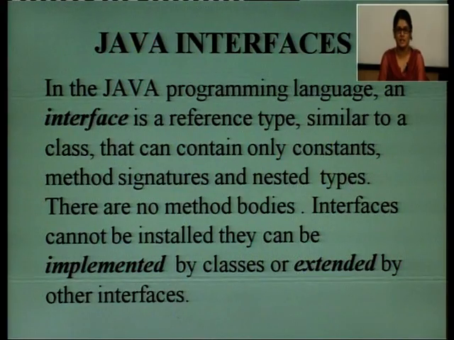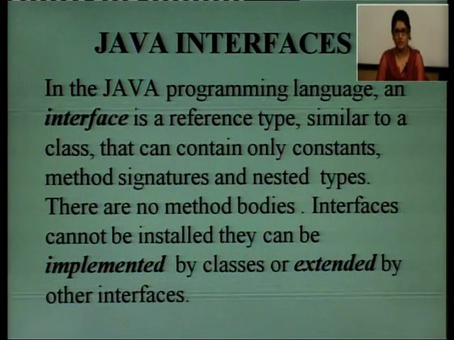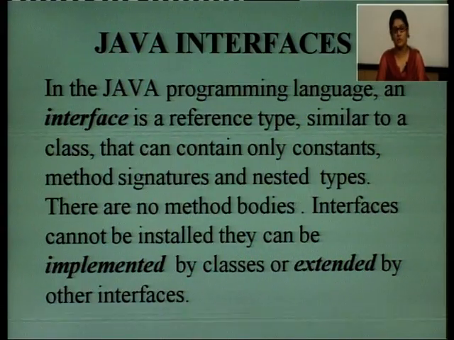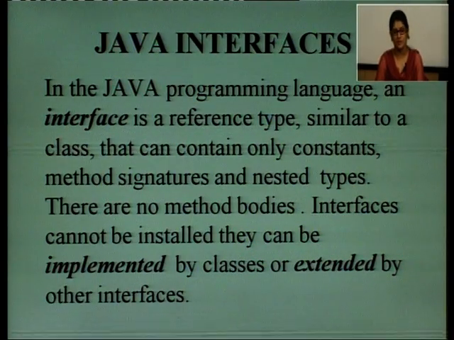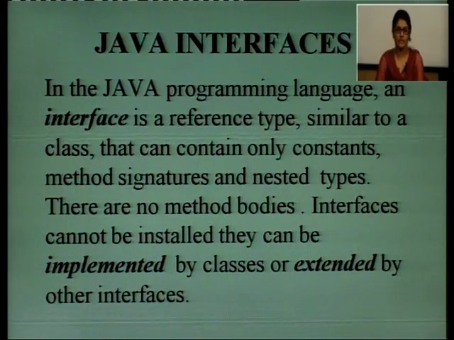These are like reference types. They may contain variables which will be constants whose value will not change, and they will contain the method signatures. There is a big difference between method declaration and method definition. In interfaces, we will have only method declarations. Those methods will not be defined by the interface, but the class which implements that interface will have to define all the methods of that interface. So this is the basic definition of an interface.